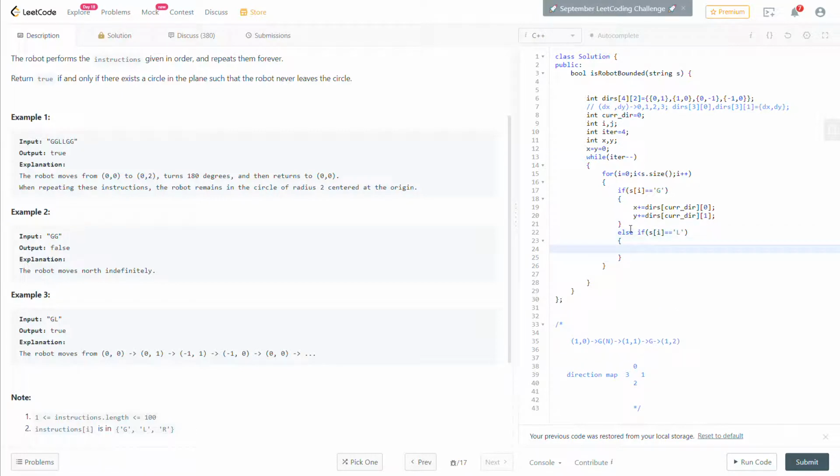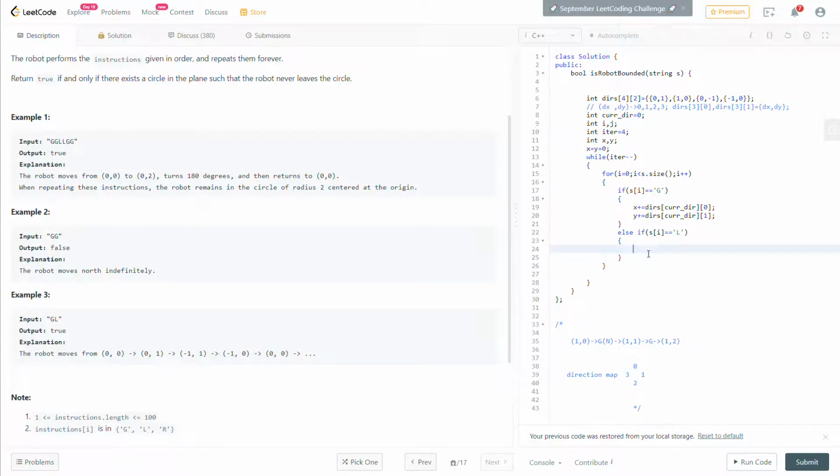what does left mean? Please observe this direction map. If you are at 0, left means 3. If you are at 2, left means 1. So one can write it this way: you can subtract 1 from the direction you are in. When you are at 1, subtracting 1 will give 0. When you are at 2, subtracting 1 will give 1. When you are at 3, subtracting 1 will give 2. When you are at 0, subtracting 1 will give -1, but -1 modulo 4 is 3.